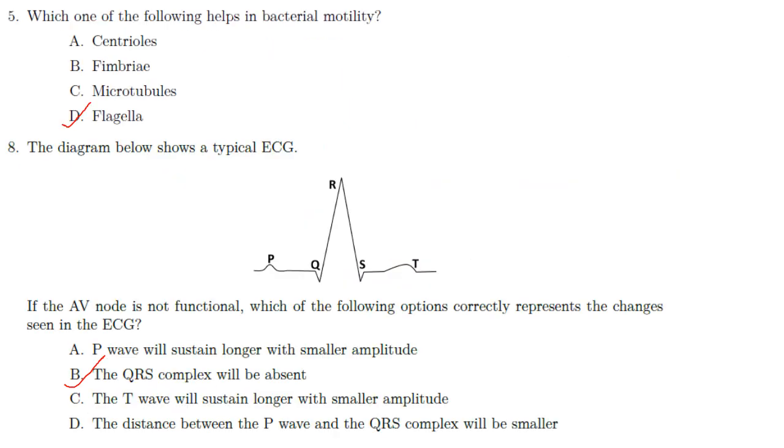Then next one. Which of the following helps in bacterial motility? So centrioles. Centrioles are not found in the prokaryotic system. So that is not correct. Fimbriae. Fimbriae are usually used for attachment. Microtubules, again not found in prokaryotes. And flagella. Flagella is the one which helps in bacterial motility. So the answer here is option D.